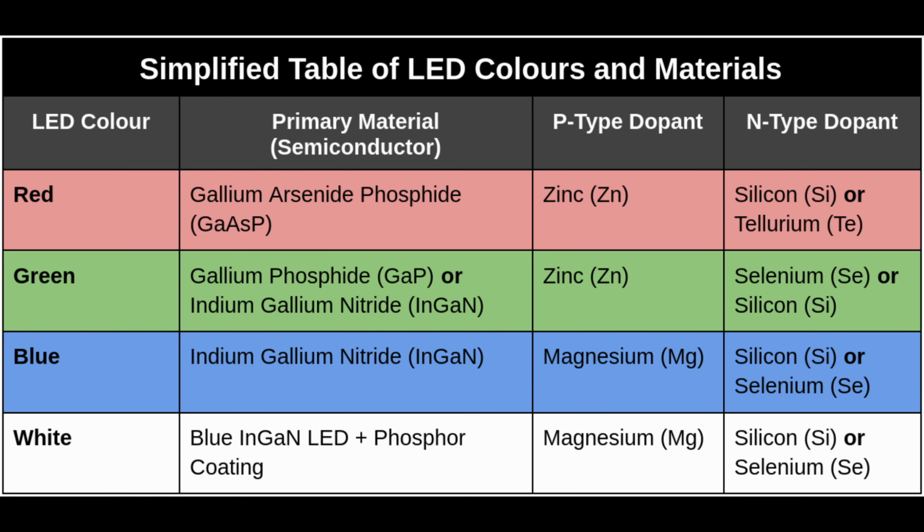I've put the table on the screen. You can pause the video if you want to have a look at what those materials are and what colors of light they emit. And even though those diodes and PN junctions and everything involve much more complicated materials, the physics and the concepts behind what is going on is exactly the same as the silicon phosphorus boron diode example.